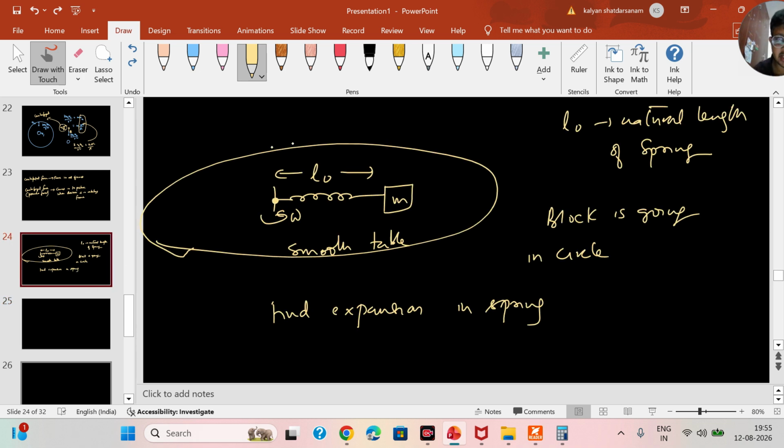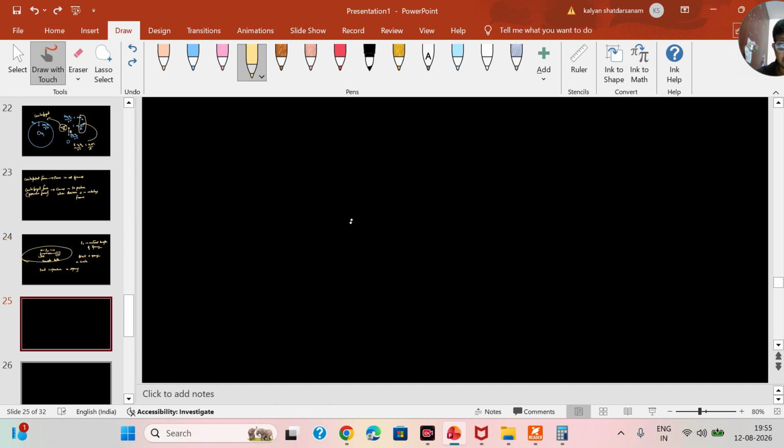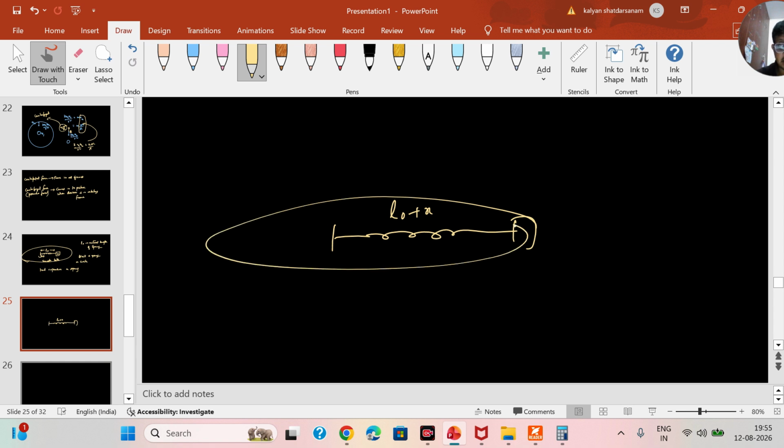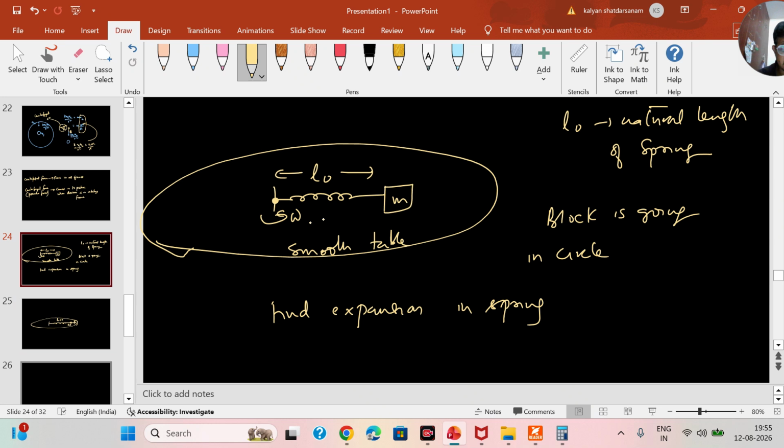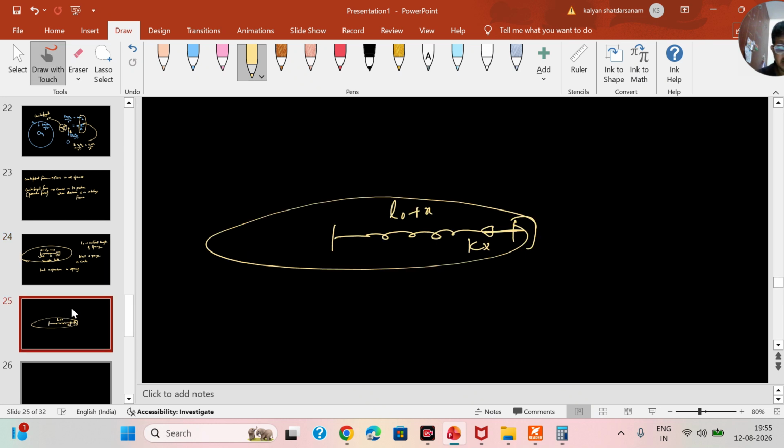So here, if it is going in a circle, obviously it cannot go in a circle of radius L naught, because then who will provide the centripetal force? So it will go in a circle with some expanded spring. So maybe the spring is expanded so that its new length is L naught plus x, and the block is going in a circle. So what is the spring force here? Kx. Spring constant I have not given. Let us say the spring constant is k. So kx is the spring force.